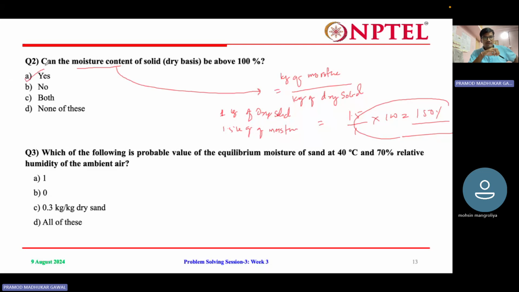Question 3. Which of the following is a probable value of equilibrium moisture of sand at 40 degrees Celsius and 70% relative humidity of the ambient air? Here it asks for the equilibrium moisture.